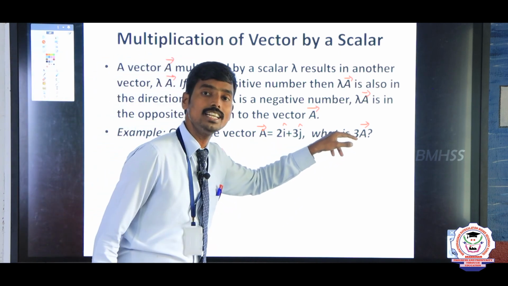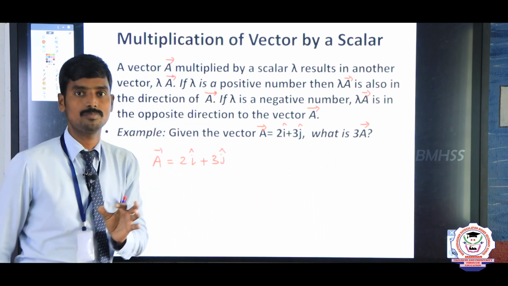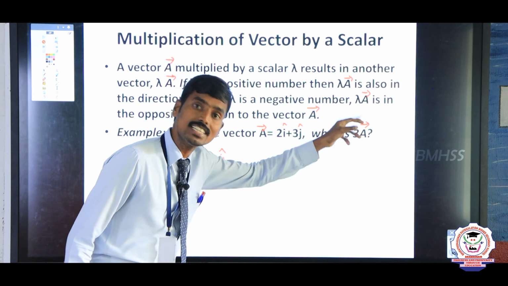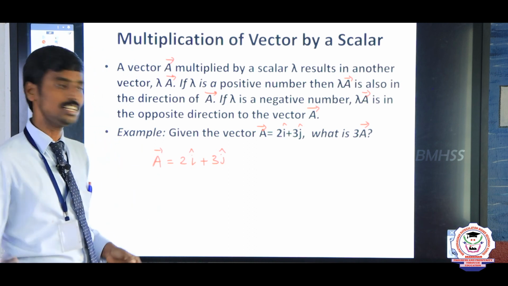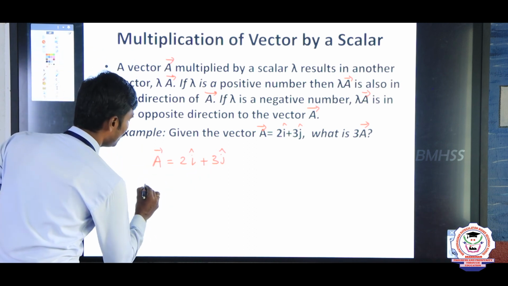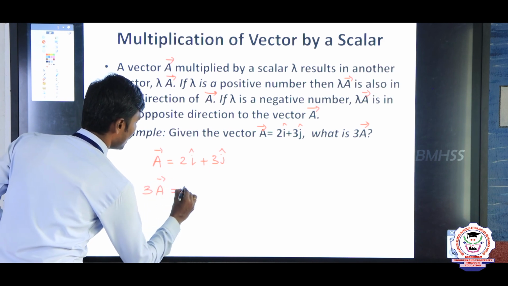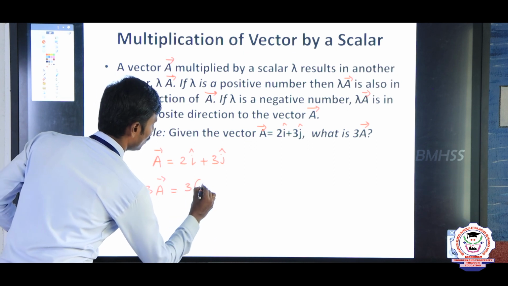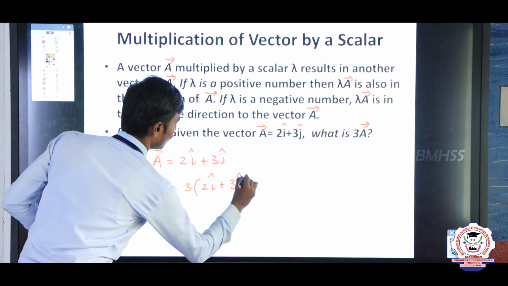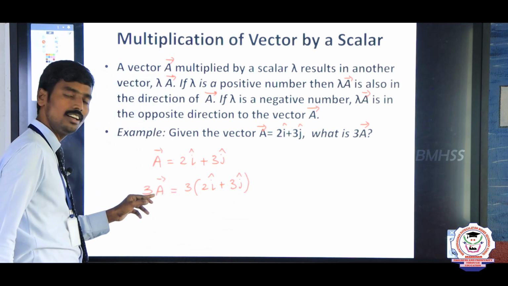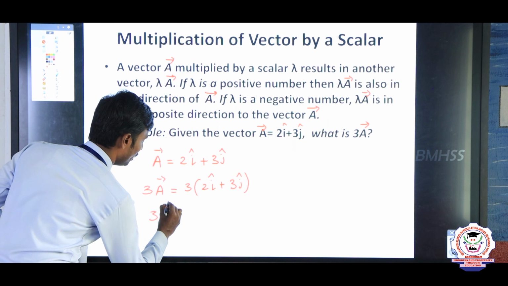A vector is a vector quantity, multiplied with 3. 3 is a scalar quantity, no? Number system, everything is scalar quantity. That is magnitude only. A vector possesses magnitude as well as direction. Here the number 3 is only a scalar quantity. We get the answer only as a vector quantity. So 3 into A vector, multiply: 3 into 2i cap plus 3j cap. So 3 is the scalar quantity, A vector is the vector quantity. See here, the resultant value 3A vector equals, what is the value?